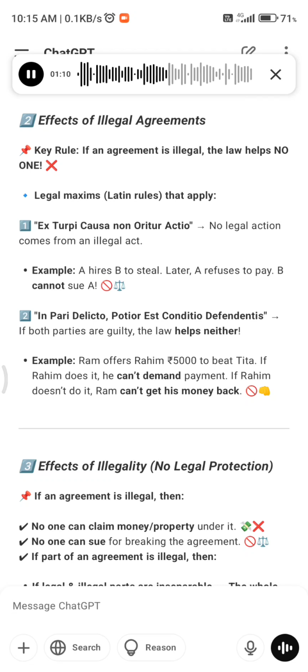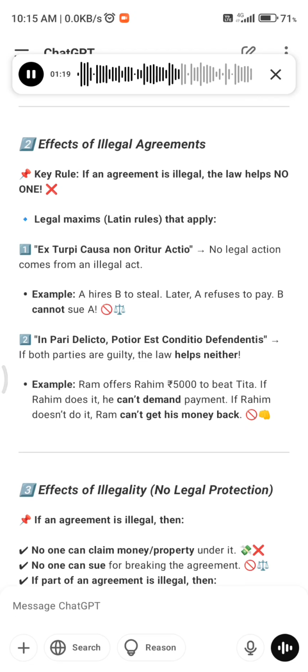2. In pari delicto, potior est conditio defendentis. If both parties are guilty, the law helps neither. Example, Ram offers Rahim 5,000 to beat Tita. If Rahim does it, he can't demand payment. If Rahim doesn't do it, Ram can't get his money back.